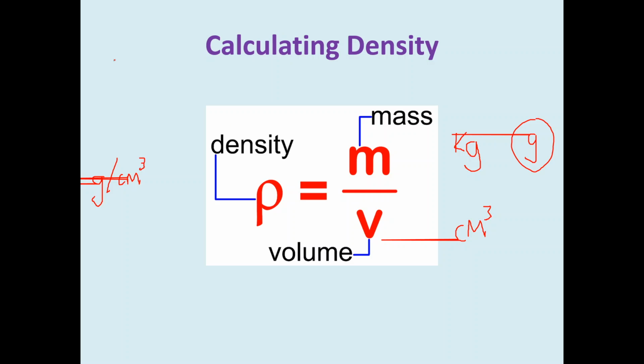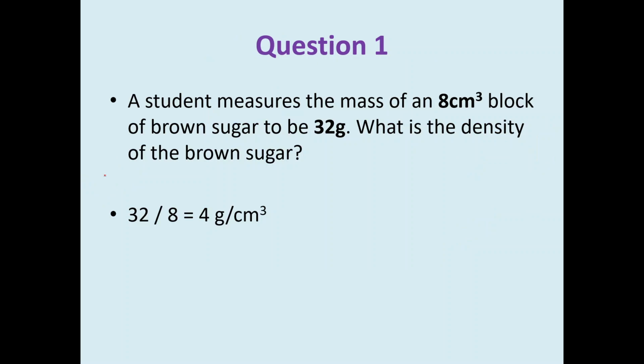So what we're going to do, we'll have a look at a couple of example questions and we'll see if we can work them out. So first question then, a student measures the mass of an 8 centimetre cube block of brown sugar to be 32 grams. What is the density of brown sugar?